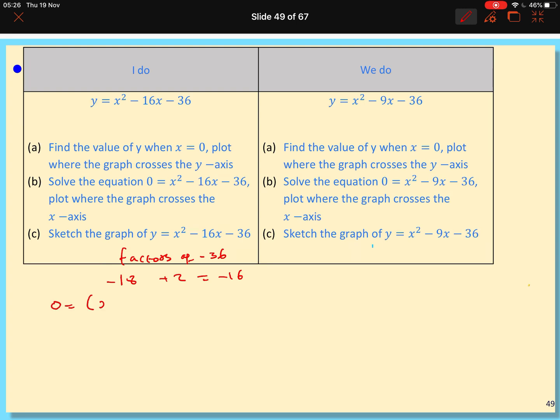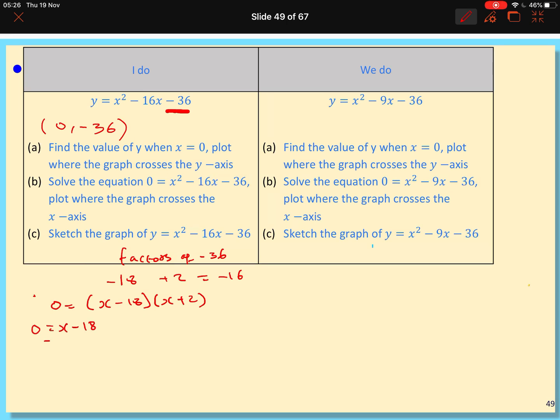So 0 equals open bracket x minus 18, close bracket, open bracket x plus 2, close bracket. Sorry, we skipped the first step. Obviously, we know that the y-intercept is going to be 0, negative 36, because the constant is negative 36. We're going to make each individual bracket equal 0 to find out the roots.